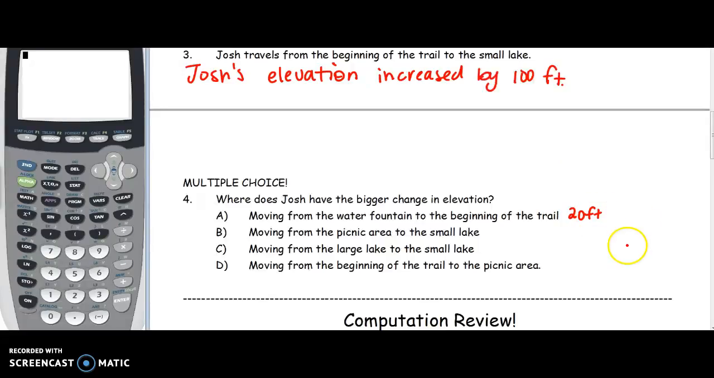From the picnic area to the small lake, it looks like he's moving about 40 feet, and I'm just approximating. And from the large lake to the small lake, it looks about 30. And then from the beginning of the trail to the picnic area, it looks like he's moving about 60 feet. Okay, either increased or decreased, he's still moving that same amount. So D is going to be our answer.